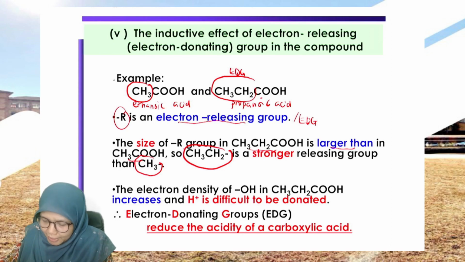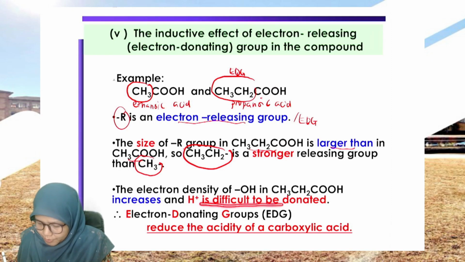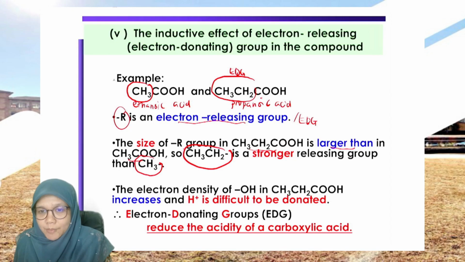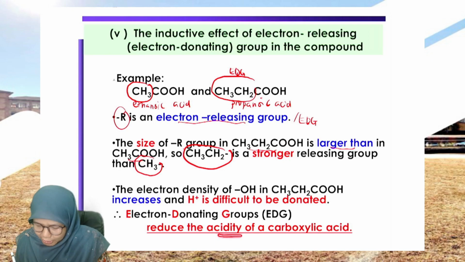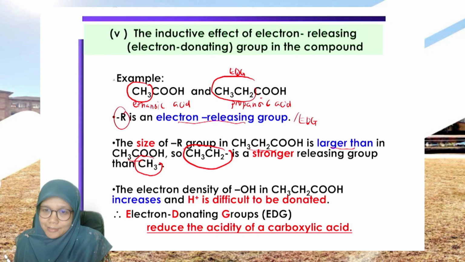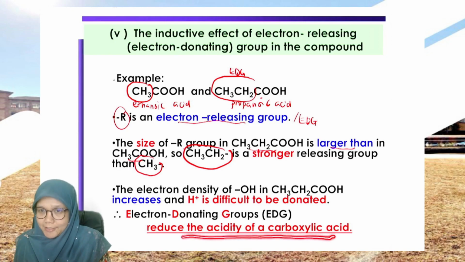Okay, jadi macam ni lah bila ada EDG, so maksudnya dia akan inductively increase the density of electron in the OH bond. So H plus difficult to be donated. Okay, attraction di antara H plus dengan O negatif ni makin bertambah. So H plus difficult to be donated. So conclusion yang kita boleh buat ialah kalau ada EDG, the acidity of carboxylic acid will decrease. Okay, remember EDG reduce the acidity of carboxylic acid.